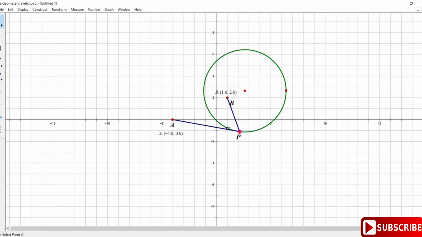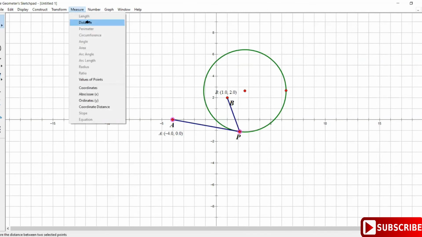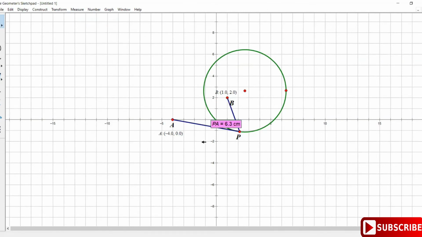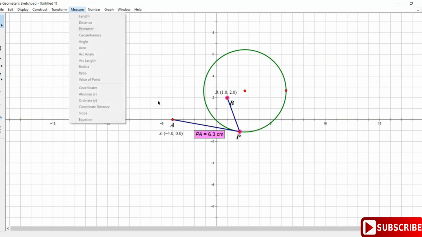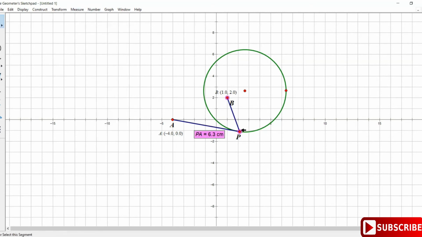Look at this now. They said the locus was traveling such that, measure that distance. In this case, PA is 6.3 centimeters. Now I guarantee you that PB is going to be half of this, so it's going to be 3.15, which means it's going to be 3.2. We're going to measure PB. Measure the distance PB. PB is 3.3. It should have been 3.2.